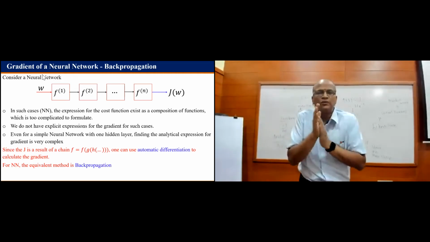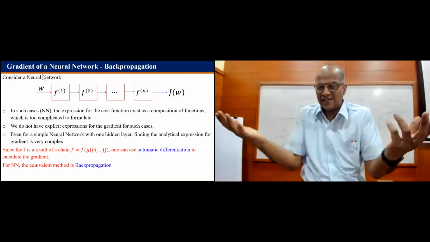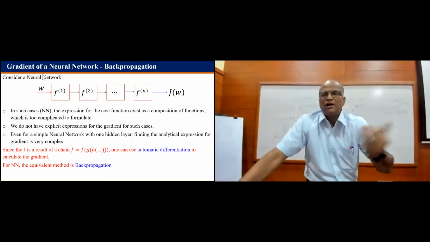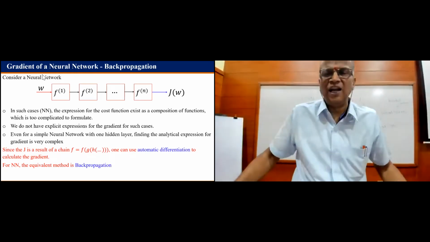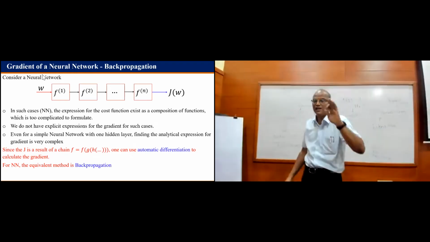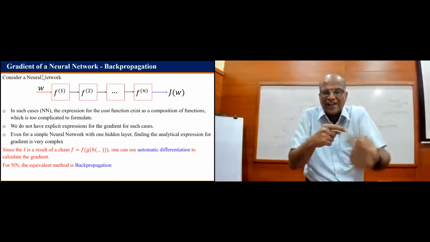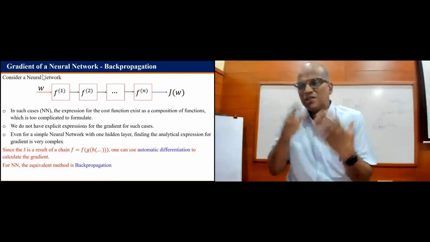So we do not have explicit expressions for the gradient in such cases. The gradient has to be numerically evaluated, so it again comes to the domain of optimization. Even for a simple network with one hidden layer, finding the analytical expression for the gradient can be exceedingly tough. Since J is a result of a chain, F of G of H of K of L of this thing, one can use what is called AD.